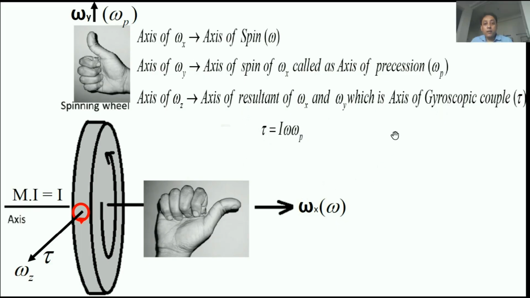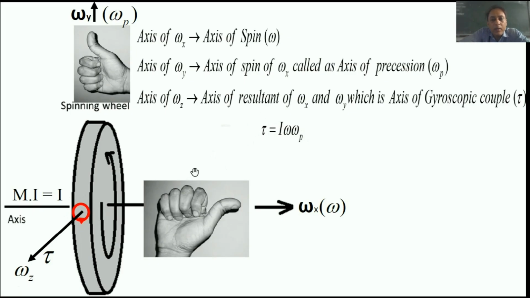That torque is called the gyroscopic couple, and that torque is automatically developed by this axis of spin and the application of this omega y, the angular velocity of precession. Automatically that torque will be developed to orient it in the correct direction, and it is given by the product of the moment of inertia of the wheel about this x-axis and omega x. So in place of omega x, it is written omega, and omega p is actually omega y, the angular velocity about the axis of precession. So I omega omega p is the gyroscopic couple. This is the definition of gyroscopic couple.